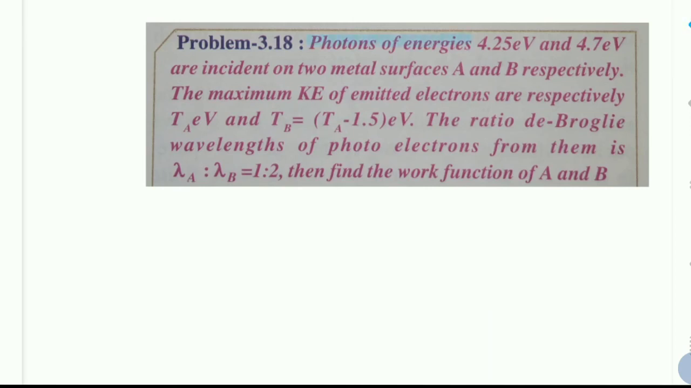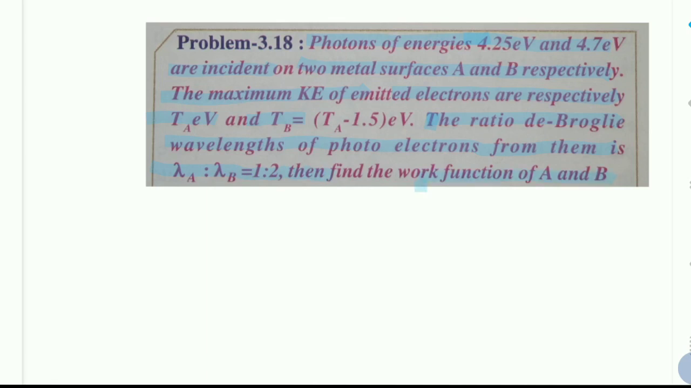Photons of energy 4.25 electron volts and 4.7 electron volts are incident on two metallic surfaces A and B respectively. The maximum kinetic energies of the emitted electrons are Ta electron volts and Tb is equal to Ta minus 1.5 electron volts. The ratio of the de Broglie wavelengths of the photoelectrons from them, lambda A to lambda B, is 1:2. Then find the work functions of A and B.